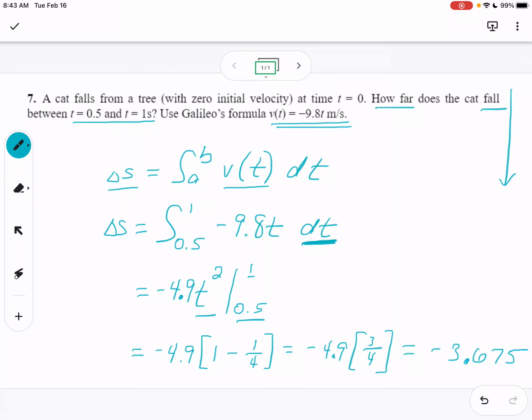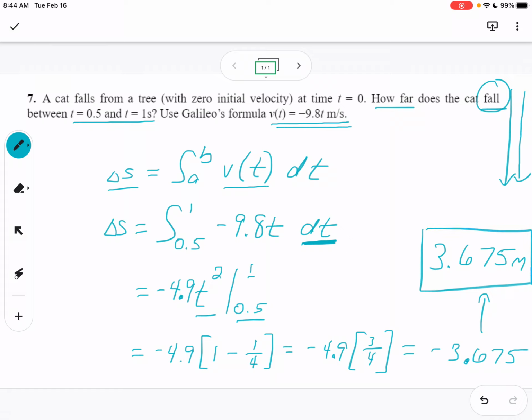Negative 3.675. Now, again, I feel comfortable with the fact that this answer is negative because obviously the cat's position is getting lower. Its height is decreasing. So it moved a negative amount, meaning that it got lower than where it started. But since they use the word fall here, how far does the cat fall? Giving a negative answer to that question, if you think about that, falling negative 3.675 meters kind of suggests that the cat's position is actually rising. So I think we're going to take that answer and just flip it around and make it positive, 3.675 meters, and that is going to be our answer to this question.